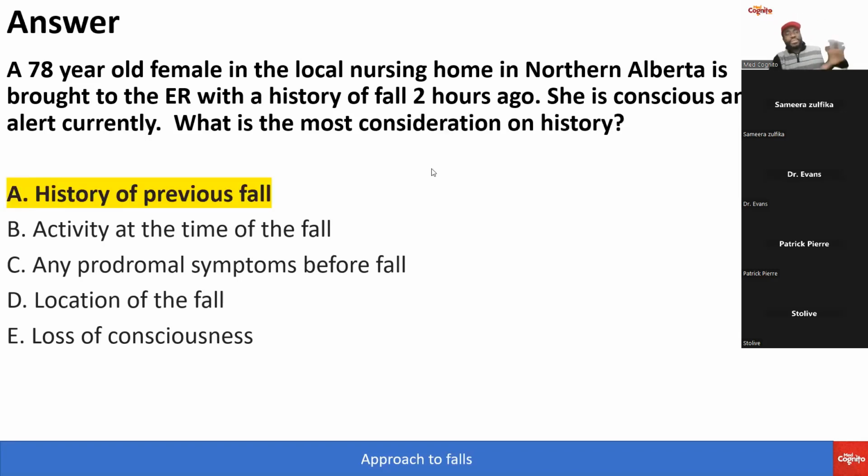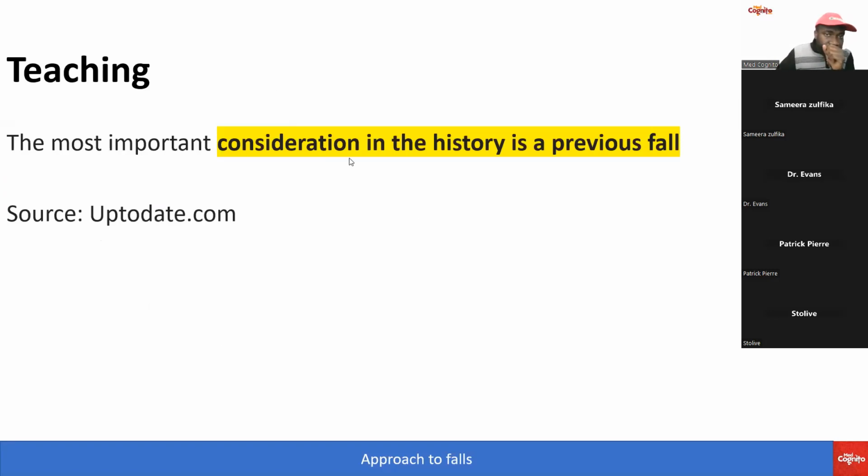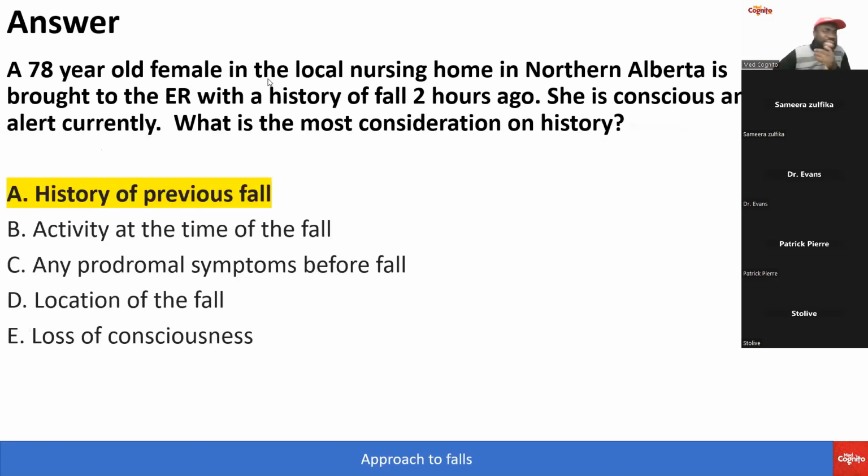UpToDate will tell you that the most important consideration in the history of an elderly person who has had a fall is a history of previous fall. That's why I quoted UpToDate directly, because UpToDate is one of the key resources you need for your exam preparation. It says the most important consideration in the history is a previous fall. That's it, game over. So yes, activity at the time of fall is important.